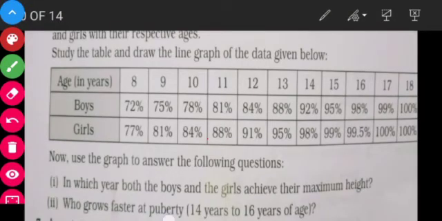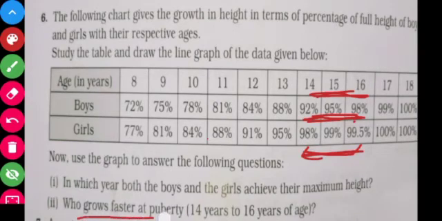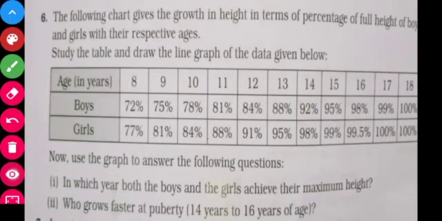Who grows faster at puberty, that means 14 to 16 years of age? From the table you can observe this. At the age of 14, boys cover 92% of height, and at the end of 16 years they cover 98%. That means 6% growth of boys during puberty, while girls cover only 1.5%. So who grows faster at the age of puberty? Boys grow faster at the age of puberty. Understand? So now come to the next question.